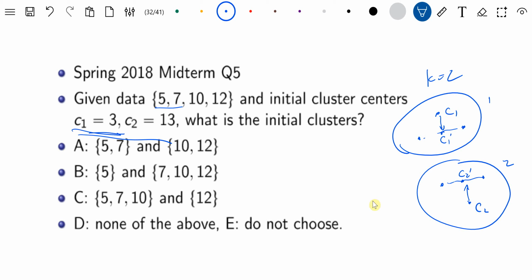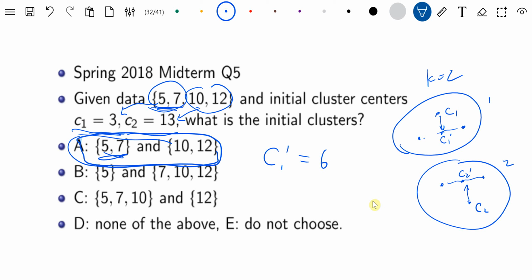So at the beginning, you have random cluster centers at 3 and 13. So these two numbers are closer to 3. So these two belong to cluster 1, and these two belong to cluster 2. So we have a situation like this. And then we're going to update C1 to 6, which is the average or the midpoint between these. And C2 prime is updated to the midpoint between these. And then you repeat the same thing.